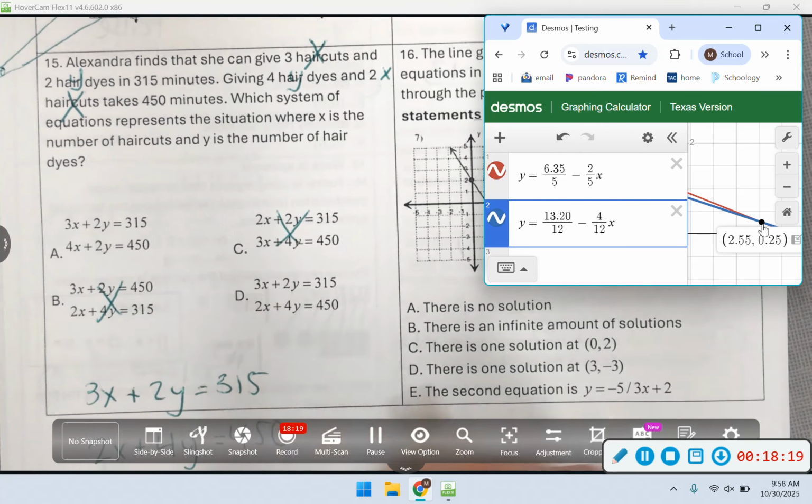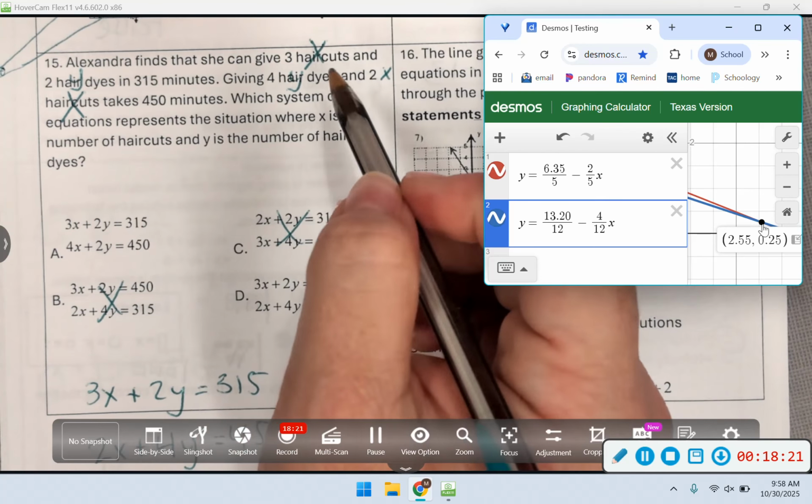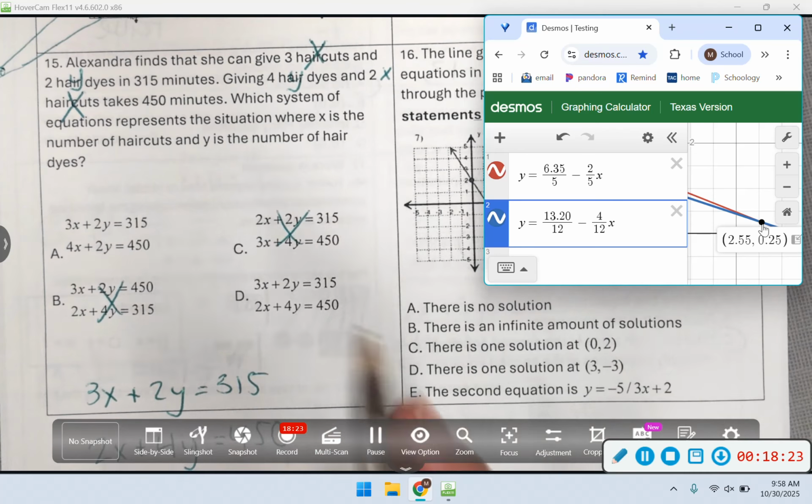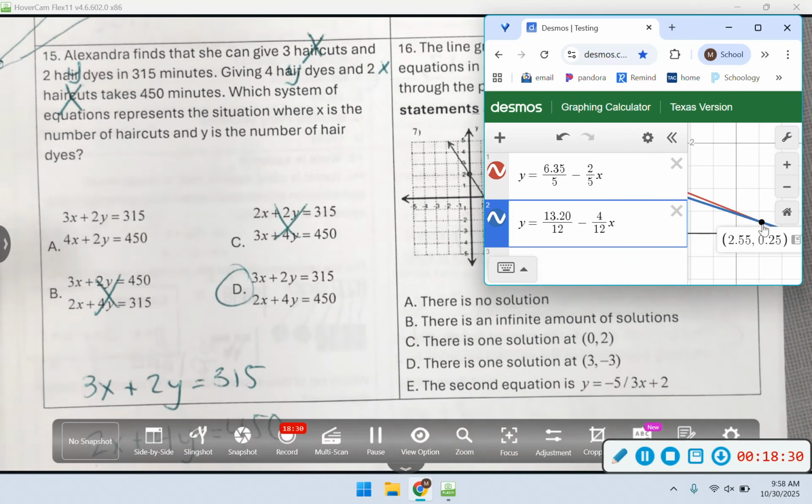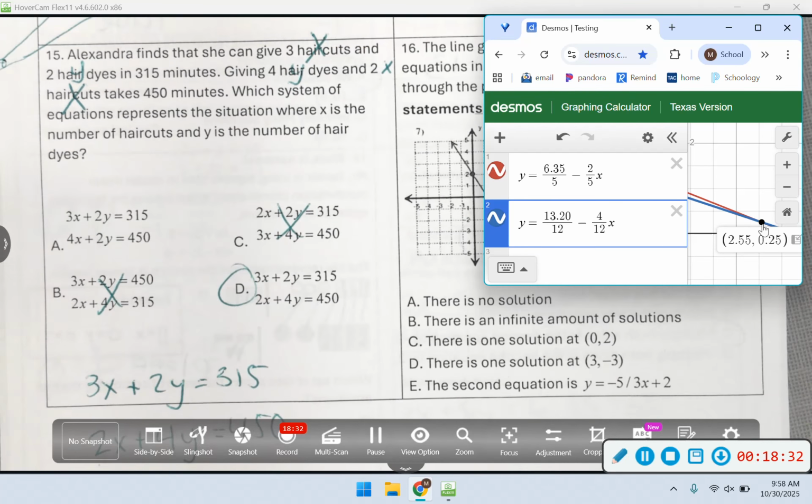So you have to be really careful because that second sentence flipped the hair dyes and the haircuts, so it gets a little confusing. So 2x plus 4y equals 450, so D is our answer. And this one is correct, but flipped, so you have to be really, really careful with your reading.